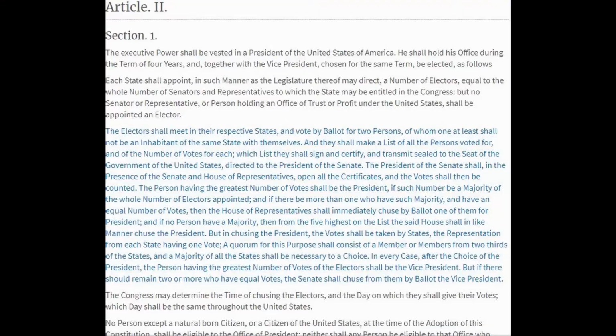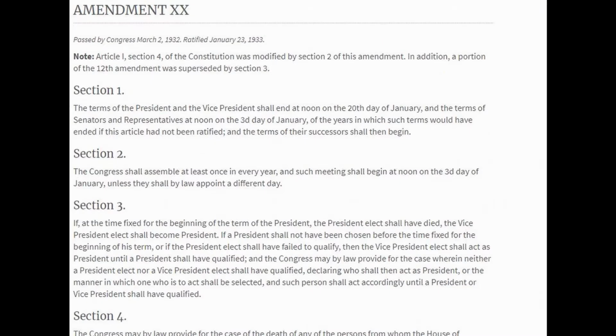Anyway, the Electoral College was set up in the U.S. Constitution in Article 2, Section 1, Clause 2, and was modified by the 12th and 23rd Amendments. Today, 538 electoral votes are split among the 50 states by population. I'll get back to the electoral votes part later.